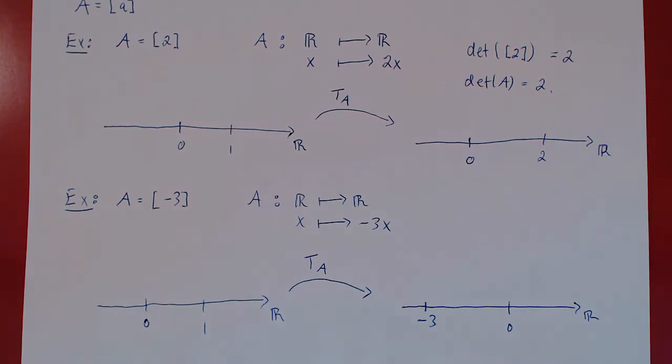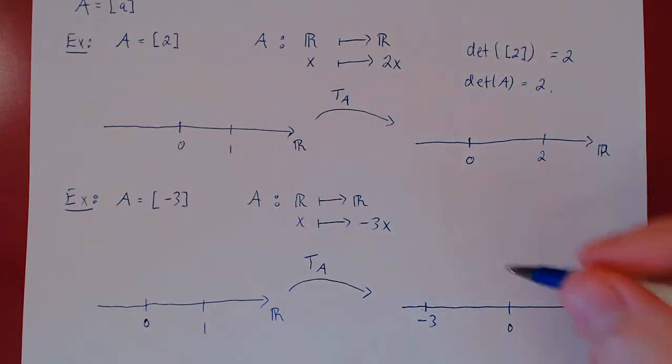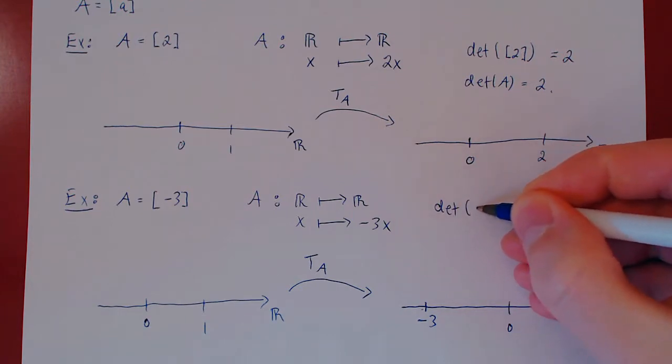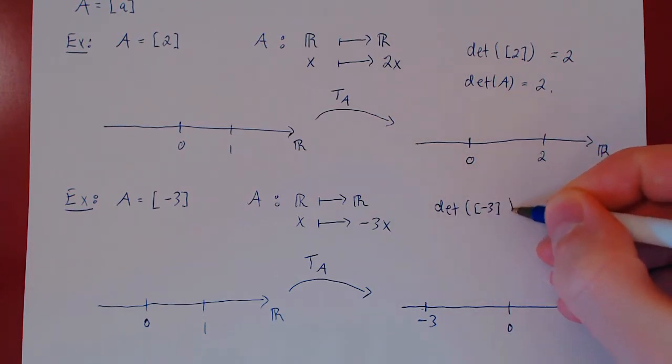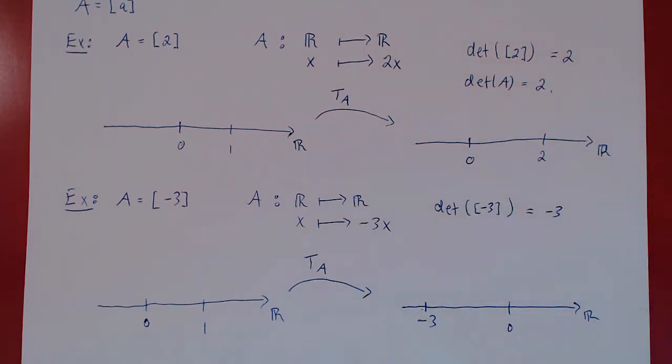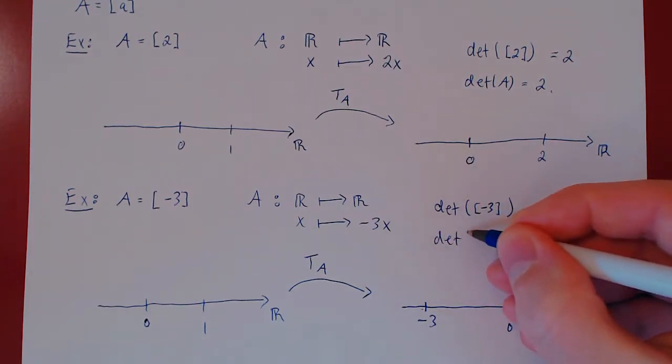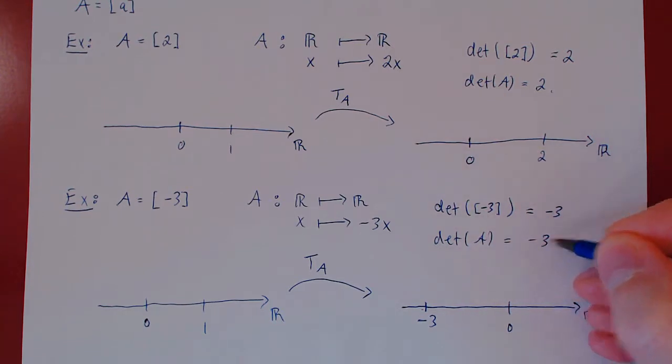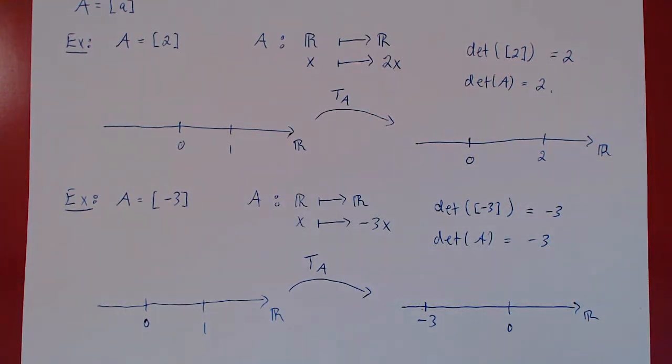So what's happened here? If you look at this, two things have happened. The interval from 0 to 1 is now 3 times longer, but a reflection took place, right? It was going from 0 to 1, now it's going from 0 to negative 3. So we do not want to kill the negative sign, because it gives you an additional piece of information. So the determinant of the matrix negative 3 is just negative 3. The determinant of A, therefore, is negative 3. And that's the case for a 1 by 1 matrix. The determinant is simply the entry of that matrix.